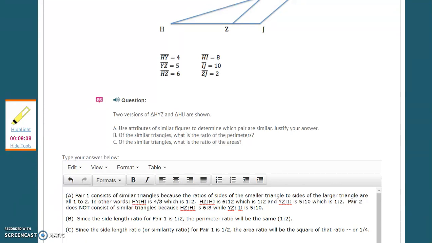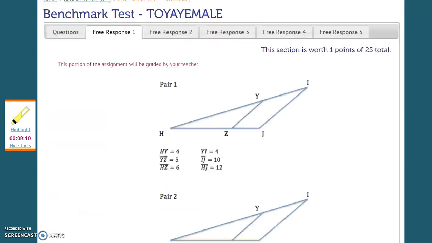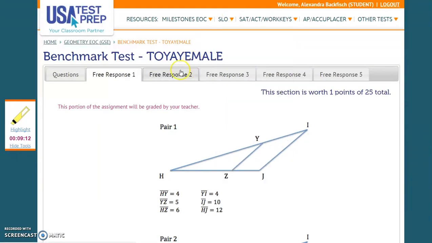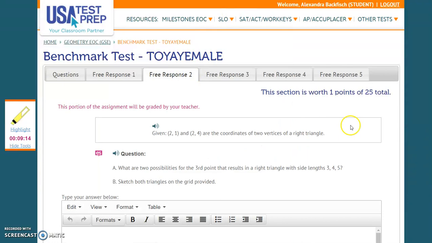So this was how I would answer free response 1. Now let's look at free response 2. Given 2, 1, and 2, 4 are the coordinates of 2 vertices of a right triangle. What are 2 possibilities for the third point that results in a right triangle with side lengths 3, 4, and 5? Okay, and sketch both triangles on the grid provided.